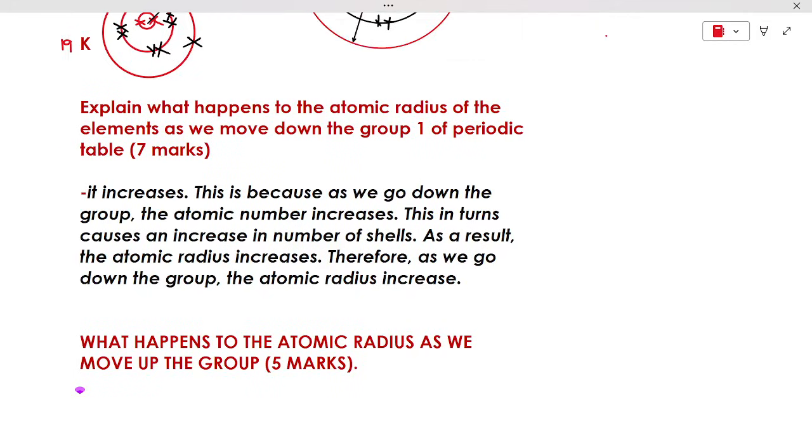First they give a mark for the sentence that it increases. Then you say it is because of the atomic number, another 1 mark. Then you say this in turn causes an increase in number of shells. They also give 1 mark. Then as a result, radius increases. They also give 1 mark. Then this conclusion, they also give 1 mark. So this can give 5 marks. Okay?